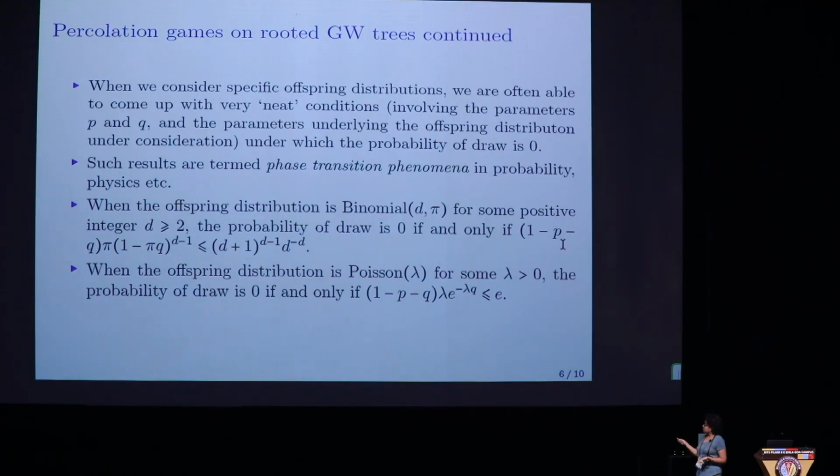And I'm interested in these too. Once this inequality is no longer true, there is a phase transition that happens, and the probability of draw goes from 0 to positive. That's what we refer to as phase transition. There's a transition of the phase.